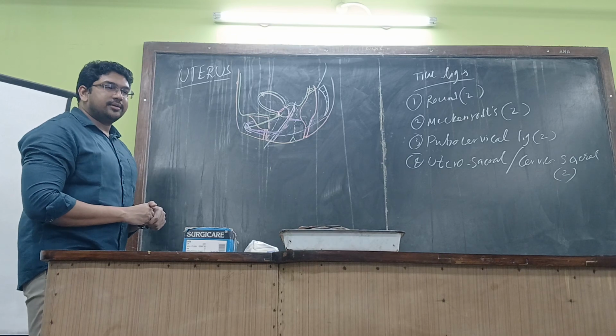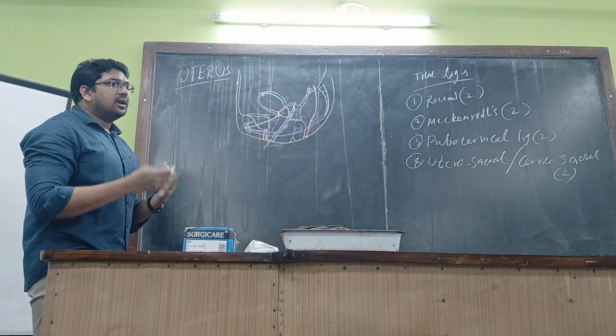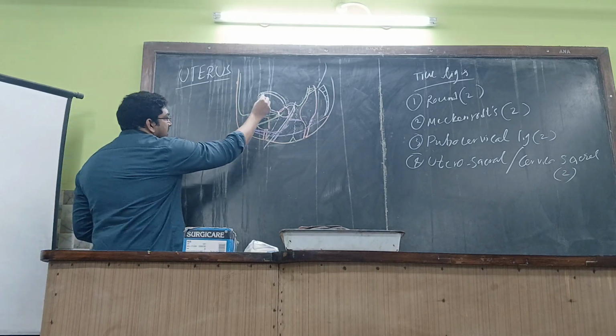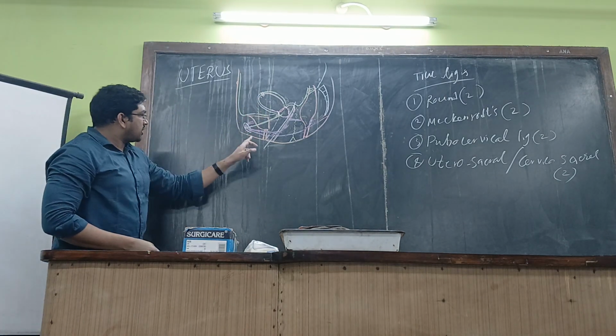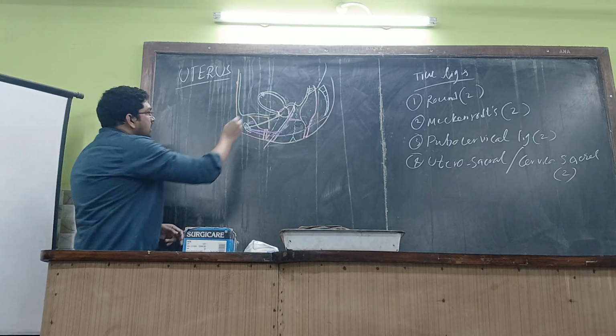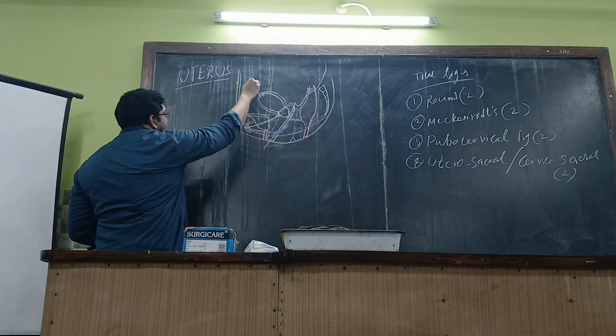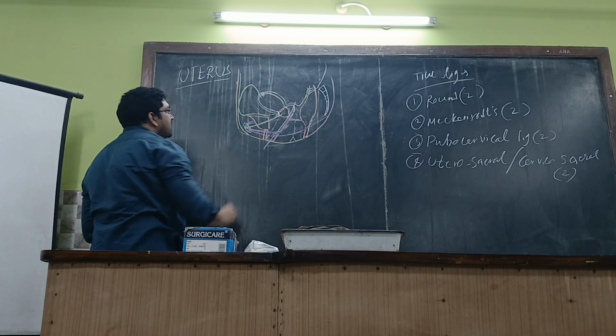Lateral angle, very good. Inferior, posterior inferior or anterior inferior? Anterior inferior. Because round ligaments will be connecting nothing but the lateral angle of the uterus with that of the labia majora over here. After passing through, first of all the deep ring and then followed by the superficial ring, and eventually reaches the labia majora over here.